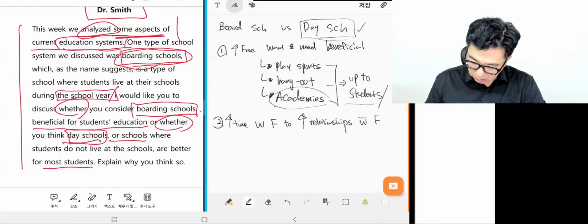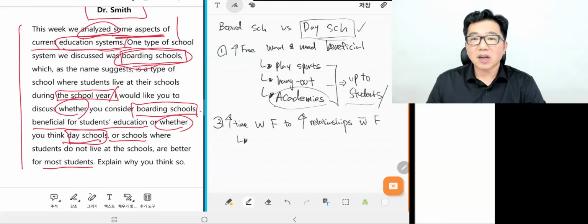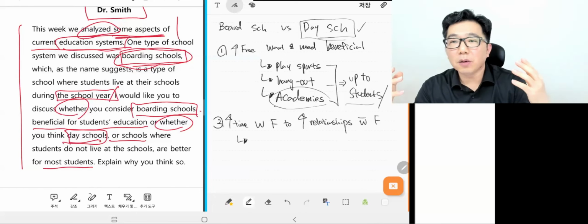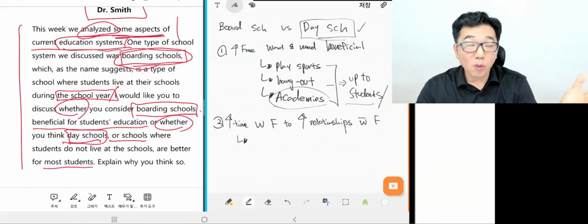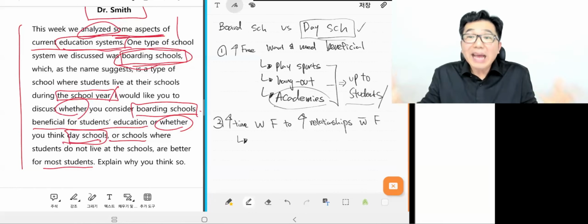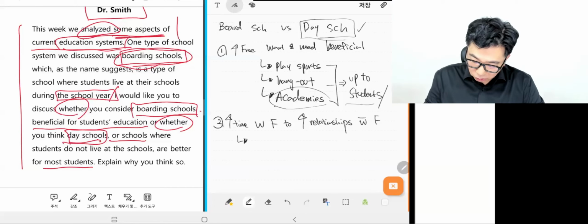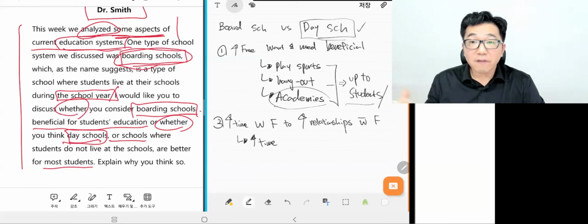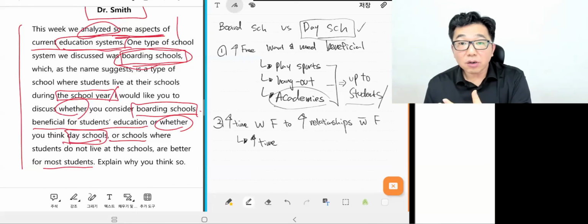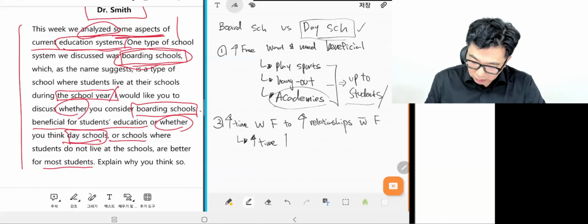Okay, and the major argument here, the development, the natural flow, is like if you want to build a relationship with anyone, you need to spend some time, right? Like you need some time to get to know each other, have fun, have conversation, do things together, right? To build a relationship.